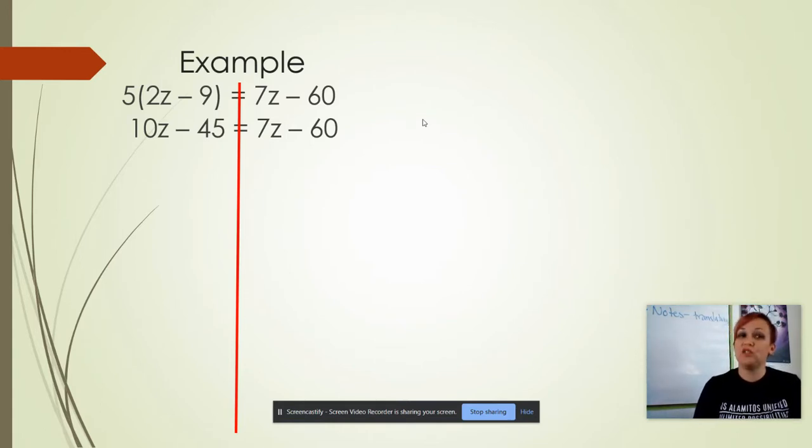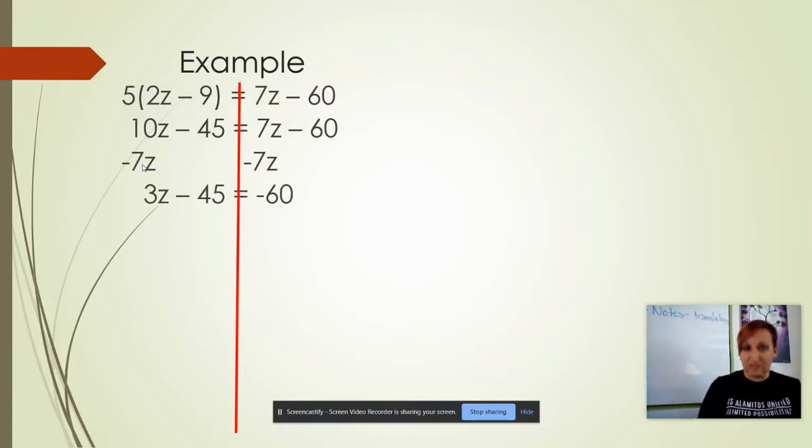So if I have to choose between a 10z and a 7z, I'm going to choose to subtract the 7z so that the positive 7z and the negative 7z will cancel. And I do that once on the left and once on the right. The 7 and the negative 7 will cancel. And then over here, I'm going to get a positive number, which is really nice when the numbers are positive. So I'm going to do 10 minus 7, which is 3z.